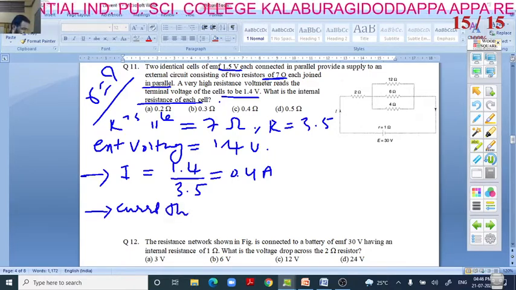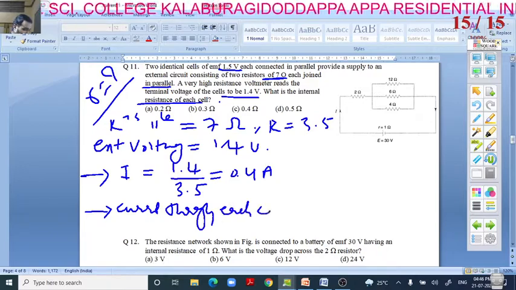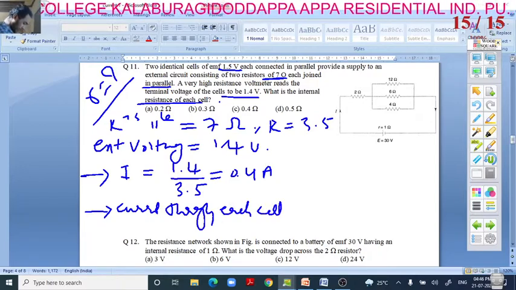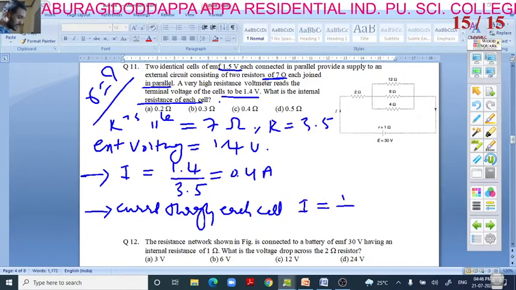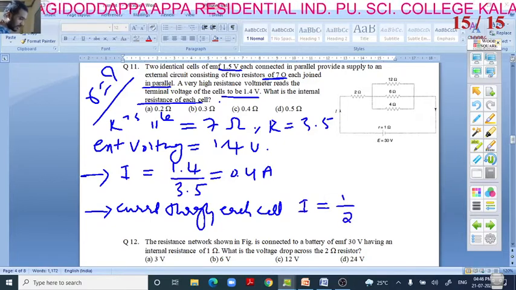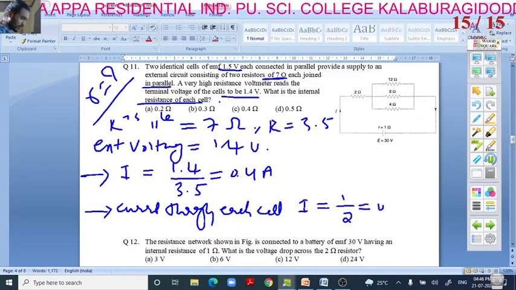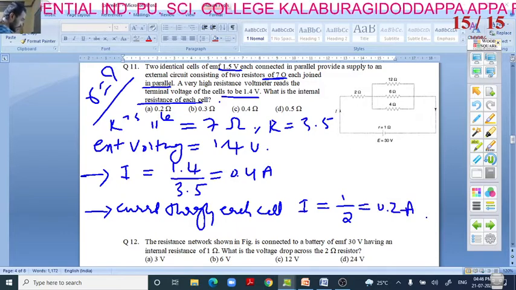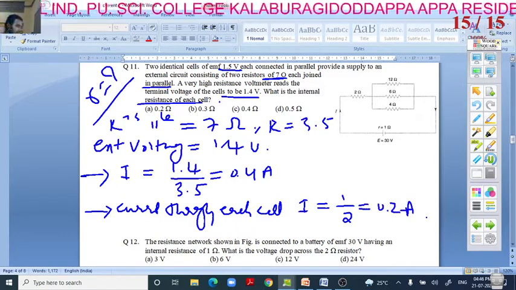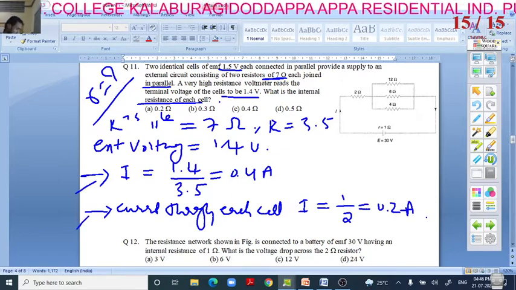Current through each cell. I is equal to 1 divided by 2, so we will get 0.2 ampere. Now we have the current through the circuit and through each cell.